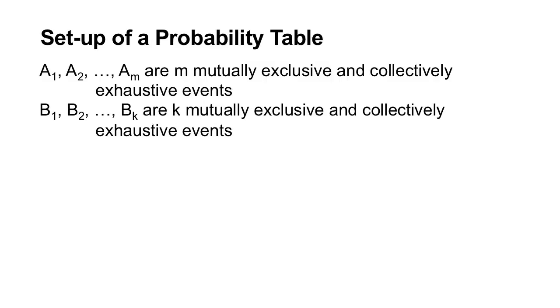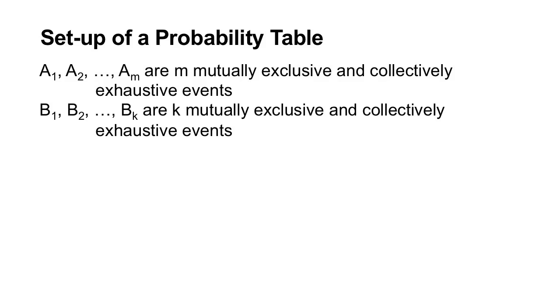Here's a requirement that these events must satisfy. A1, A2 all the way to AM need to be what's called mutually exclusive. We have heard that before in the term of disjoint. So they can't happen simultaneously, and they need to be collectively exhaustive. So here you either stay in a hotel or in other. Or you are from Africa, the Americas, Asia or Europe. No other possibility. So that's what it means to be collectively exhaustive.